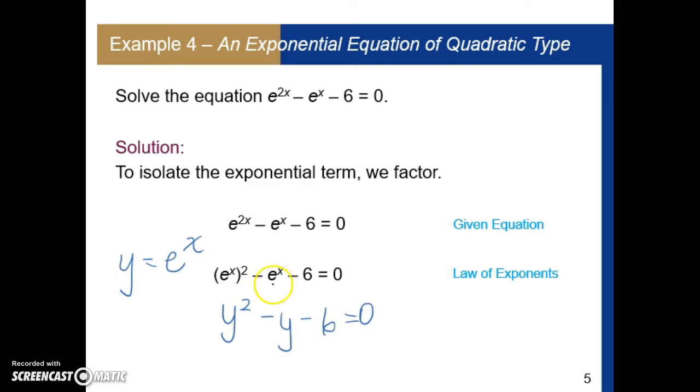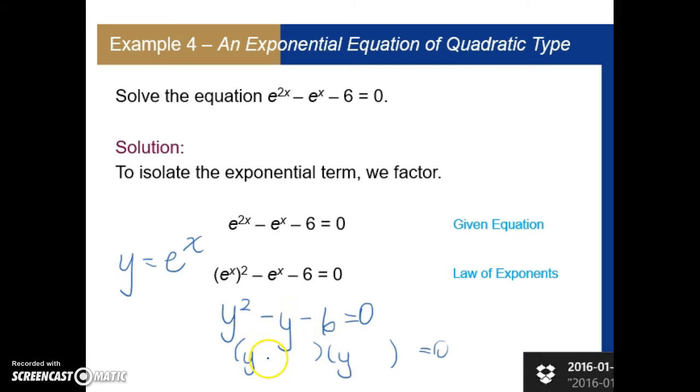And that gets the e to the x out of our way. It's the same kind of technique that we used when we were doing trig functions. So we can easily factor this. We want two linear factors here. We know our first terms are going to be y. Our last terms need to be something when we multiply we get negative 6, but when we add we get negative 1. So that would be minus 3 plus 2.